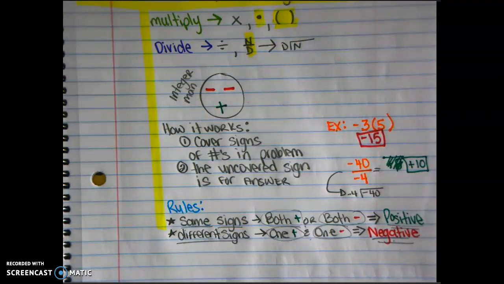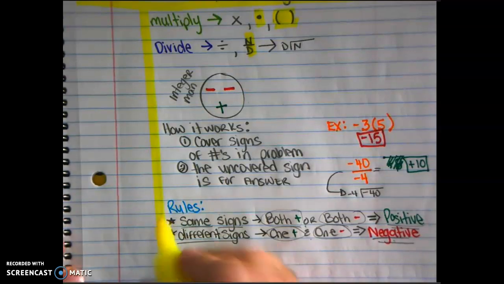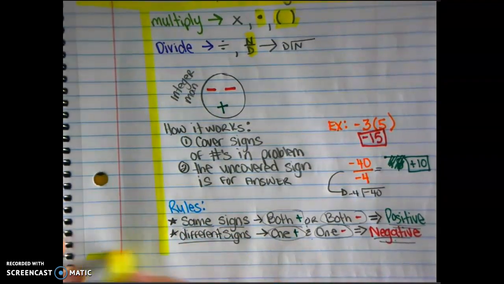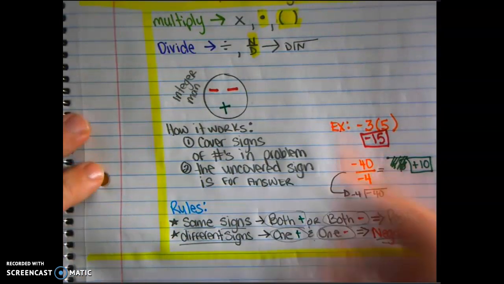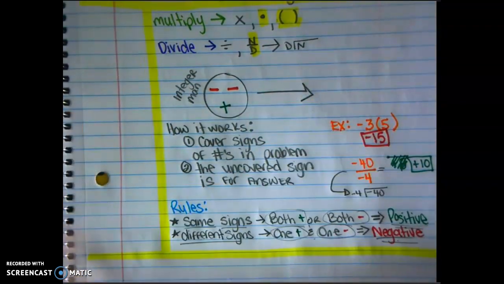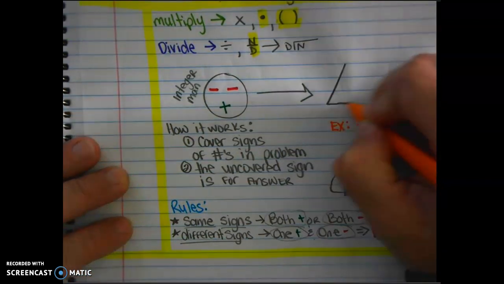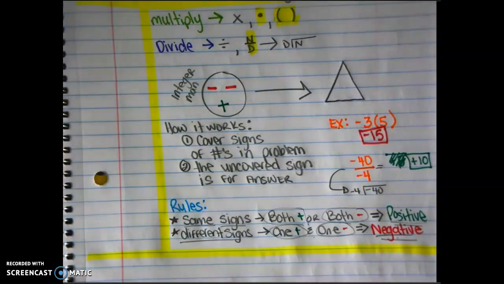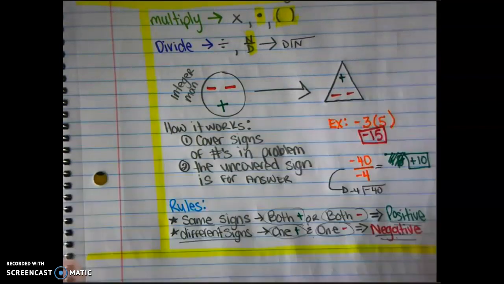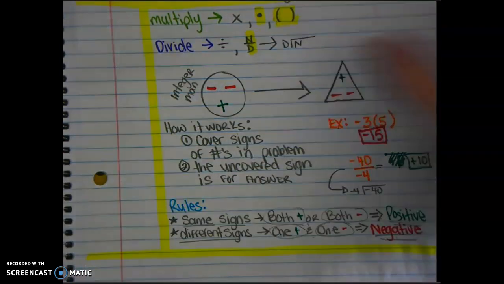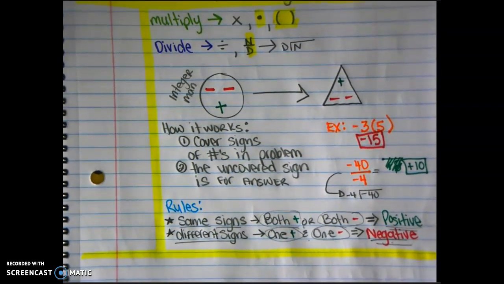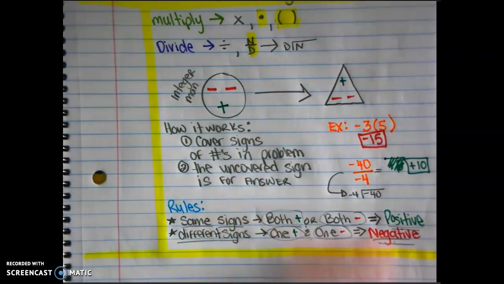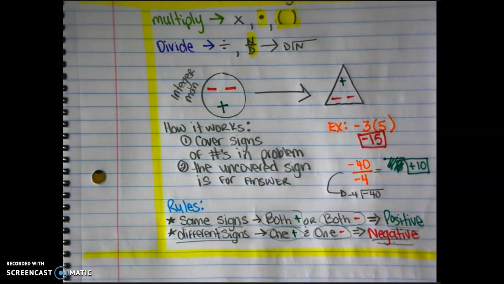I have about 45 seconds left in the video, so I'm going to extend this down and close this off. I'm going to add another way that you can use this integer man. Some people use a triangle, and it's the same concept. You have your negatives down here and your positive up top. You cover up your signs, and whatever's left over is the sign for your answer. So in summary, same signs, you get a positive answer; different signs, you get a negative. That's pretty much it. Get these down in your journal.